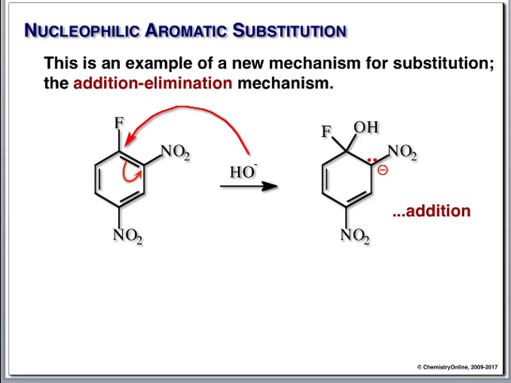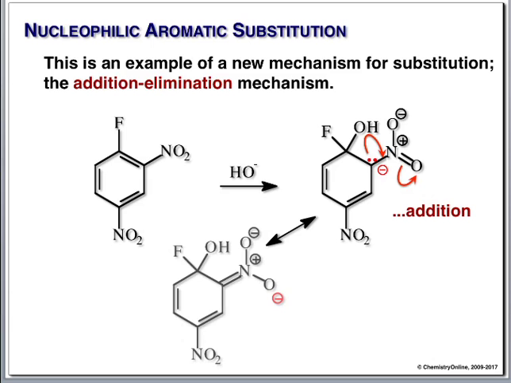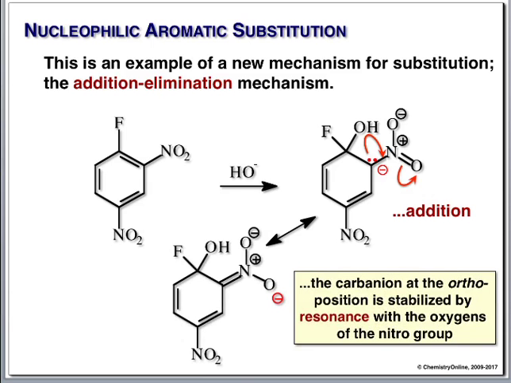So here we have our oxygens on our nitro group. If we simply move these in, move these out, we get this resonance form. So our carbanion now becomes an oxyanion. Very stable. Nitro groups are really good at doing this. So this is our addition intermediate.